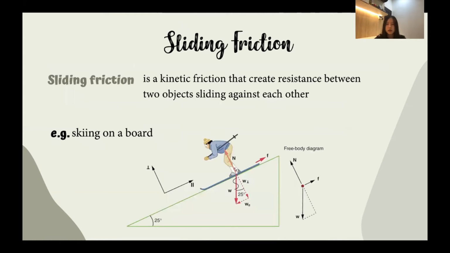Next is sliding friction. Sliding friction is a kinetic friction that creates resistance between two objects sliding against each other. An example of sliding friction is skiing on a board.